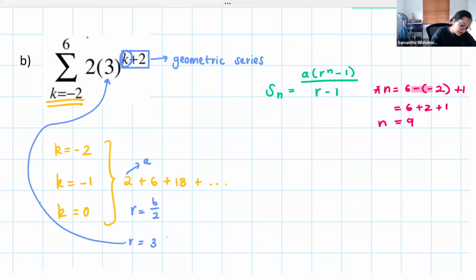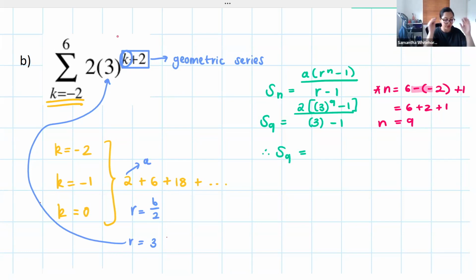So I want the sum of 9 terms now. And I substitute in what I know. A is 2. Remember to use your brackets when you substitute. So it's 2 times (3 to the power 9 minus 1) all over 3 minus 1. So I'll give you a second or two. Tell me what the sum of these 9 terms are. Just substitute it into your calculator. And remember, the series just keeps getting bigger and bigger, so it should be quite a large sum that you're dealing with.